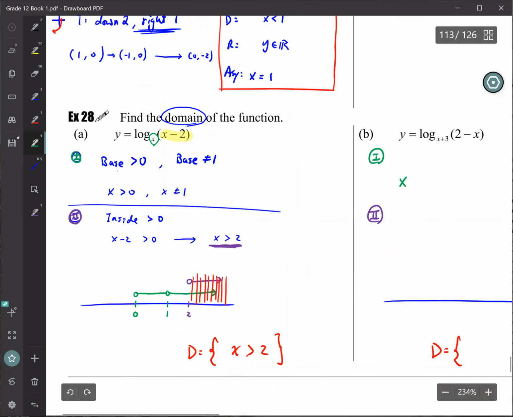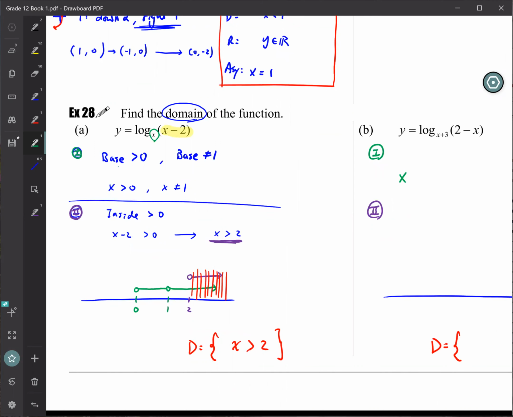But right now the base, what do you see in the base in question B? 3. Yeah, so you have to use x plus 3, right? You got to adapt, right, to the question. X is greater than negative 3. So x is greater than negative 3, and then? No, you have to use base, not x. Base cannot be 1. So x plus 3 cannot be 1. Yeah, so what's x cannot be then? Negative 2. Yes, okay, so that's how you adapt, okay?